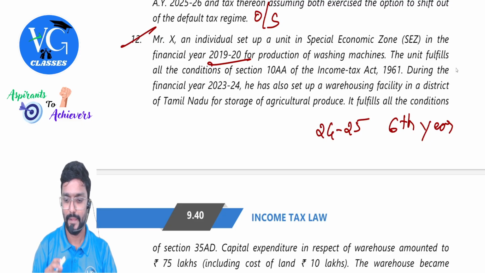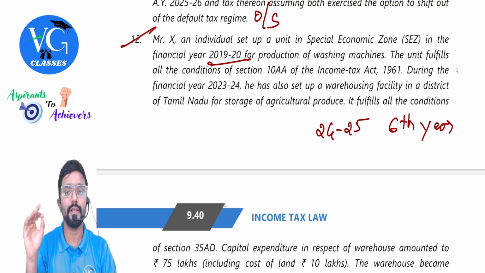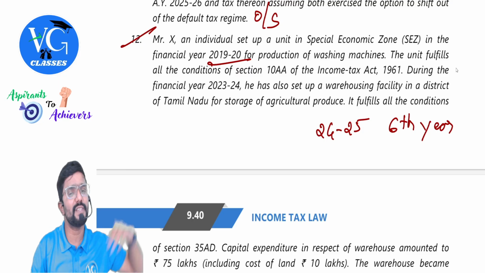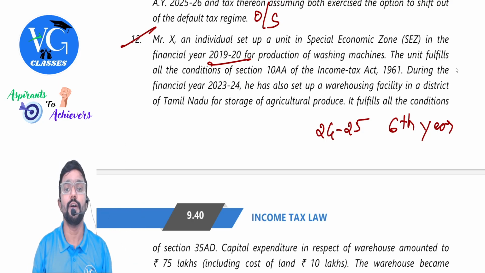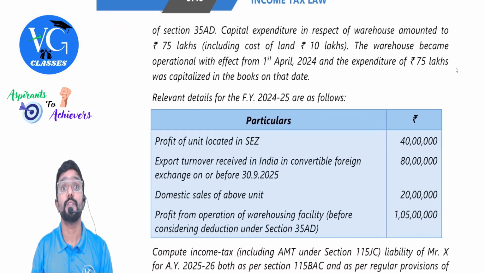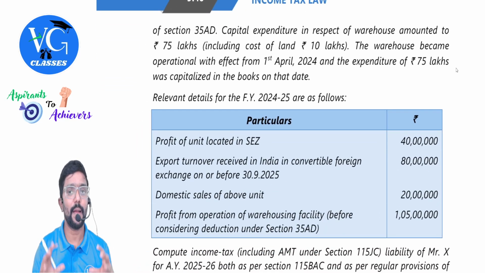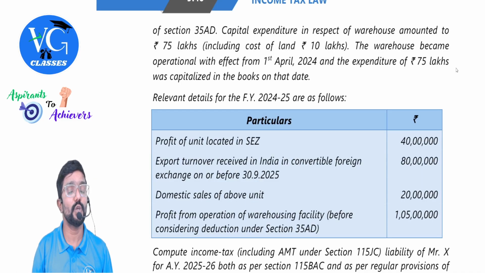The unit fulfills all the conditions of section 10AA of Income Tax Act 1961. During the financial year 23-24, he has also set up a warehousing facility, that is last year, in the district of Tamil Nadu for storage of agricultural produce. It fulfills all the conditions of section 35AD, specified business. Capital expenditure in respect of warehouse amounted to 75 lakh, including cost of land.